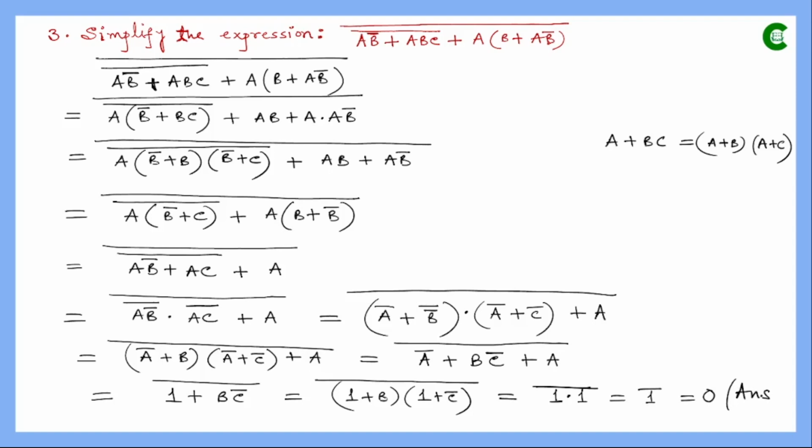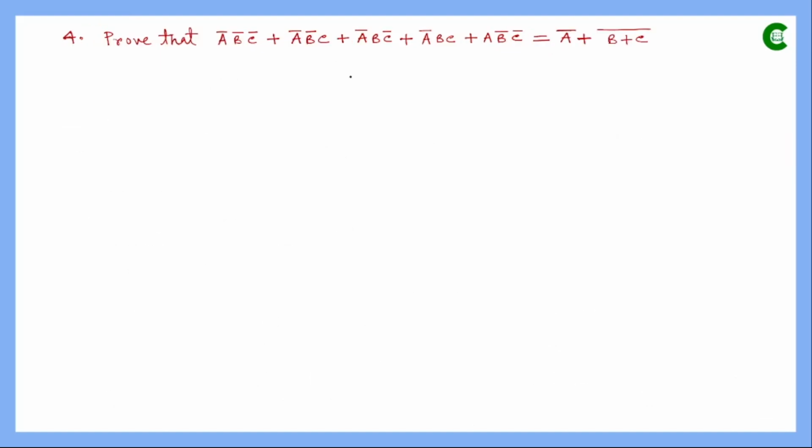So this is the simplified answer of this Boolean expression that we have simplified by using different laws of Boolean algebra and also De Morgan's laws. Now in the next problem, we have two Boolean expressions on both sides of this equation, and we have to prove that these two expressions are the same, or that they will give us the same simplified answer.